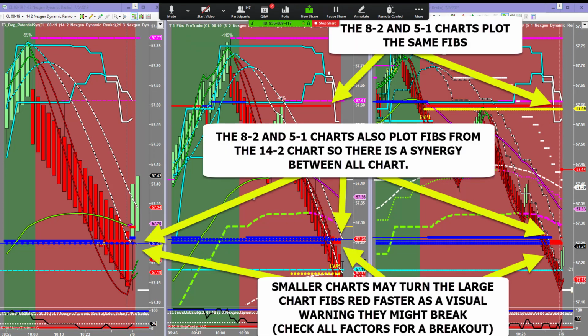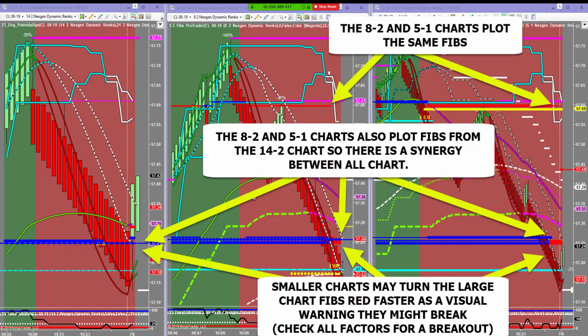So once you get your trigger lines the same on all the charts. We also have 22 years of experience.